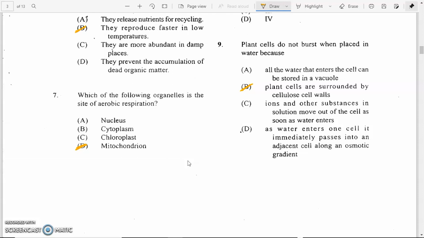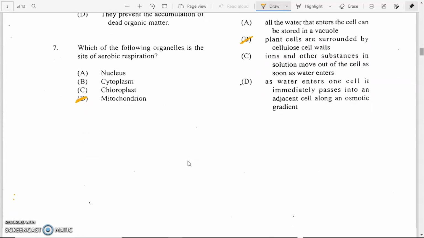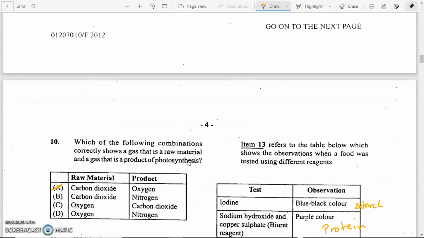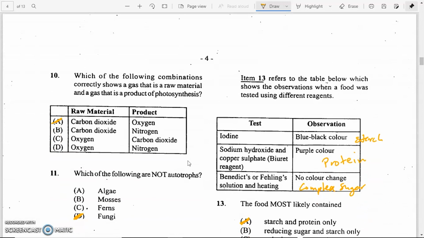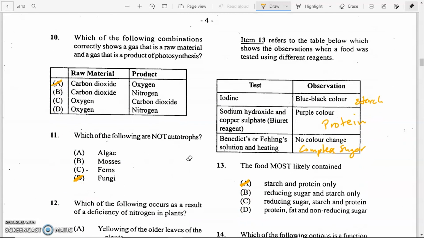Plant cells do not burst when placed in water because they are surrounded by a rigid cellulose cell wall. Well, they do not say rigid here, but the cellulose cell wall is very rigid. It adds strength to the cell. That's why it's hard to burst. So we see that the plant cell is able to resist turgor pressure.